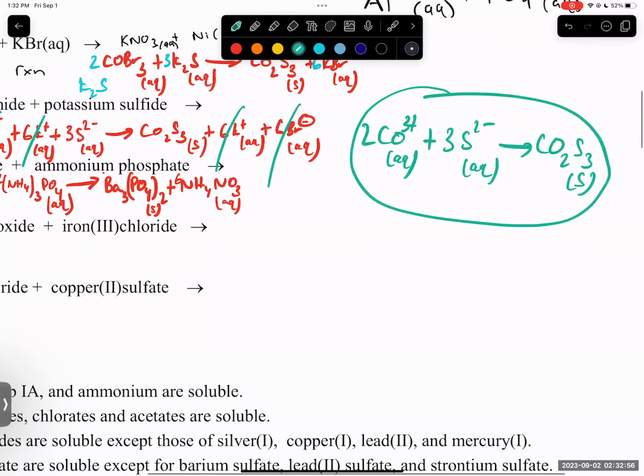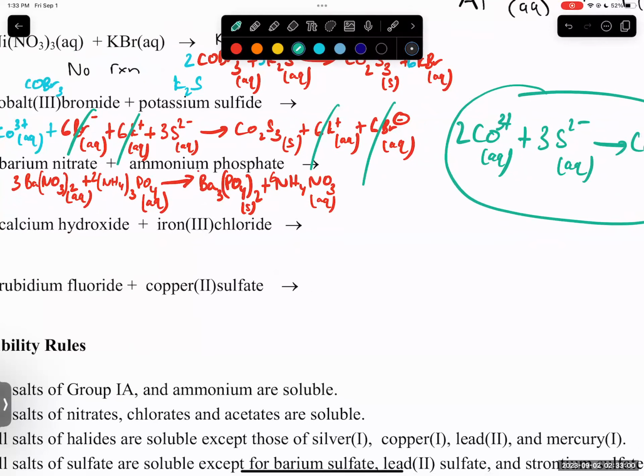Let's write our total ionic. All right, so you asked me about the ions. Asking me for the whole thing? I can't do the whole thing, but it's going to be 3 Ba 2 plus aqueous. That is it. All right, keep going. I can't work that fast. Give me a bit of time. Minus something, not 1 minus. 3 minus.